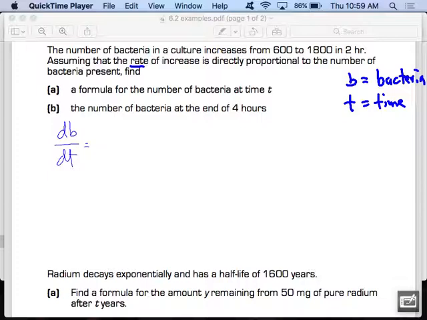dB/dt, the rate of bacteria growth over time, and our time here is in hours, is directly proportional to, we have to introduce something called the proportionality constant. You can use whatever you want for it. A common variable is K. I don't know why. Some use alpha, some use K. I'm going to use K. Directly proportional to the number of bacteria present. Well, since I define bacteria as B, we start with that guy.